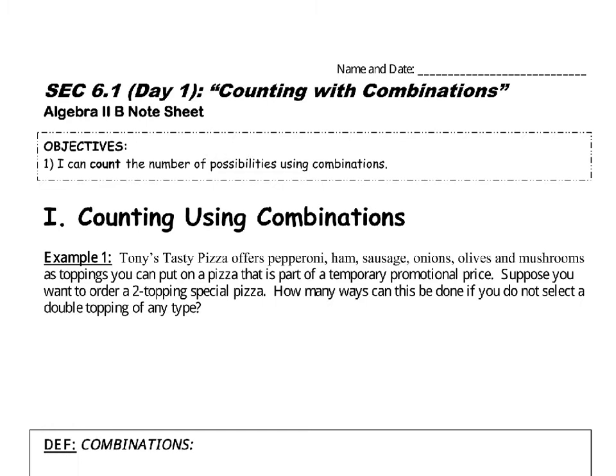So suppose Tony's Tasty Pizza is offering pepperoni, ham, sausage, onion, olives, and mushrooms as toppings you can put on a special pizza that is going for a temporary promotional price. So suppose you want to order a 2-topping special pizza. The question is, how many ways can this be done? Or in other words, how many pizzas are possible? And Tony's Tasty Pizza might want to know this so they have some data for their sales and cost operations.